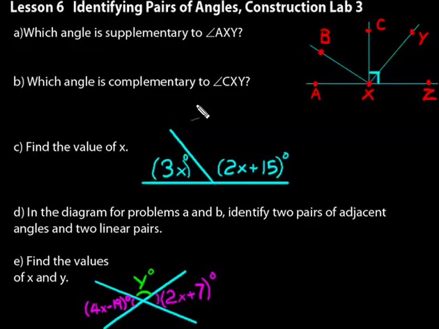Now look at practice problem C. Find the value of X. Well, look at what we have there. We have two supplementary angles. And so think about what we could do there. We know the sum of those two supplementary angles equals 180.